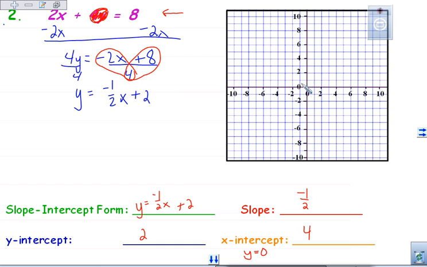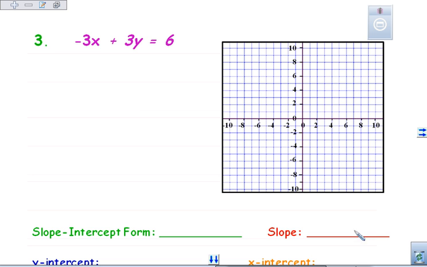So if I plot my points, my y-intercept is 2. My x-intercept is 4. And if I apply my slope, that's down 1, forward 2, down 1, forward 2. Or I could go up 1, back 2, because up 1, back 2 is the same thing as 1, negative 2, and those two slopes are the same. And then we just connect our dots, and there is our line. Try number 3 on your own. Please pause the video until everybody is finished.